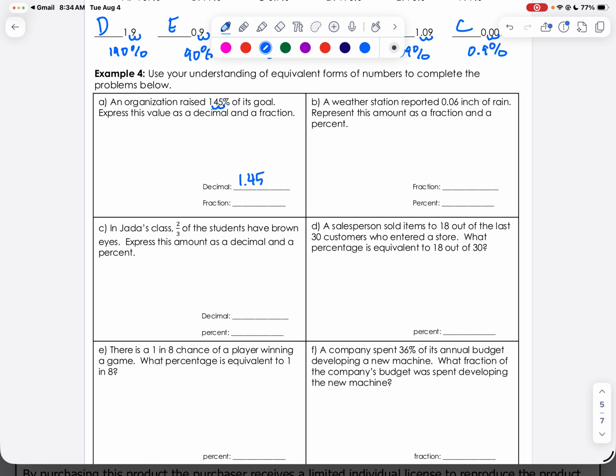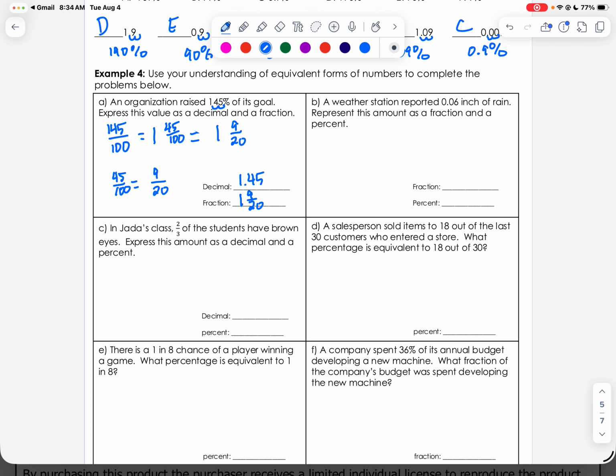So 1.45. As a fraction, I would write the percentage over 100 and then simplify. So 100 will go into 145 one time with a remainder of 45. So then I just need to reduce 45 over 100. Those will both divide by 5 to get 9/20. So this would be 1 and 9/20 would be my fraction.